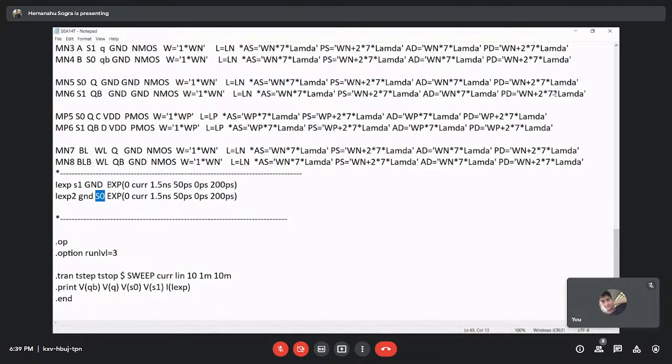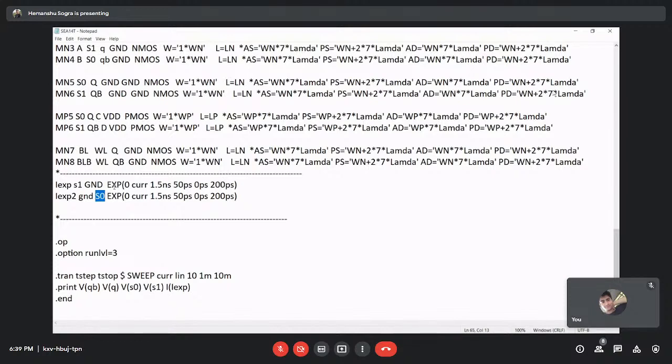Like in voltage also, if you write A to ground, that means your positive terminal is at A and ground is the negative terminal, right? Similarly, if you write ground to A, that means your positive terminal is ground, and so automatically A will be the negative terminal in that case, right? In voltage also.